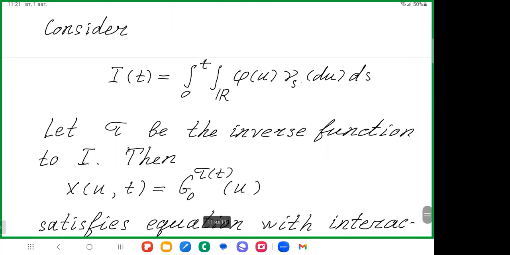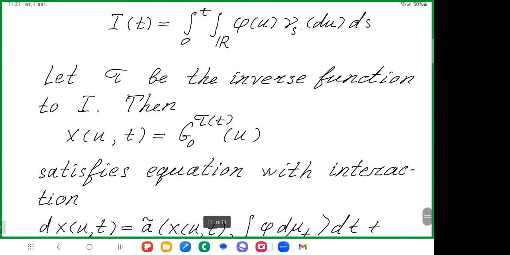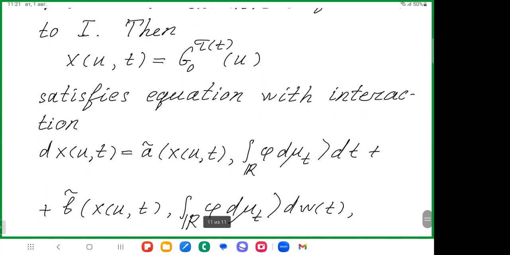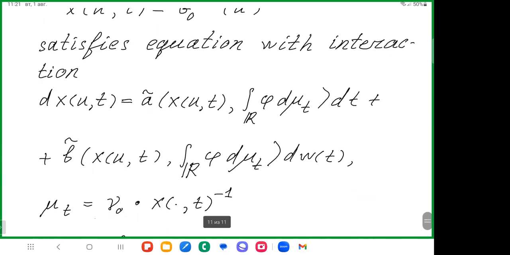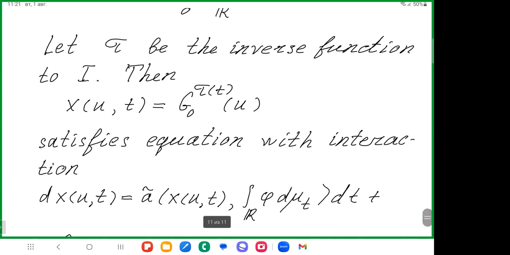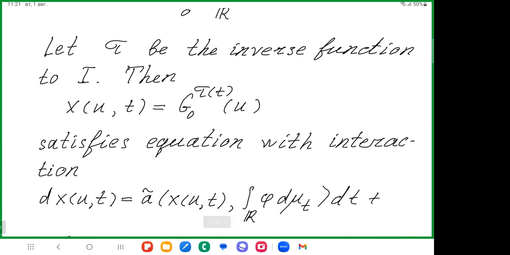This is just martingale technique. It can be checked that X(tau(t)) satisfies a new equation with coefficients which depend on what? On the position of X(tau(t)), and on the integral with respect to mu t of the function phi. And what is mu t? Mu t is an image of the initial mass distribution mu zero. So we produce an equation with interaction for the time-changed trajectories of the initial ordinary differential equation.